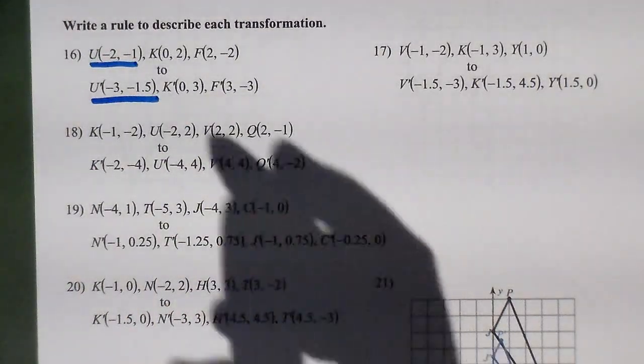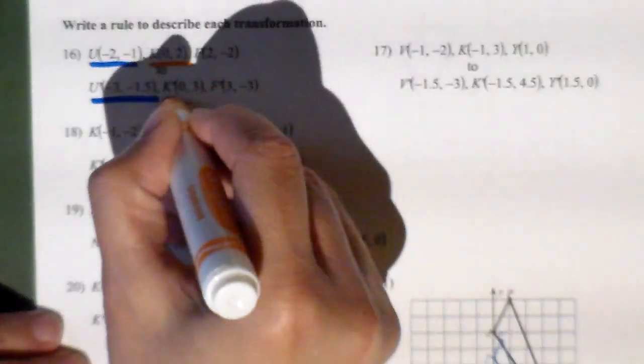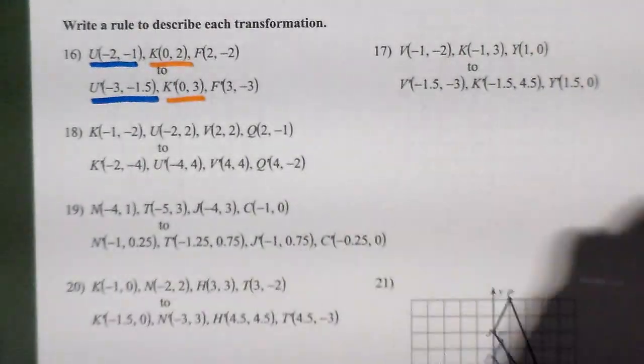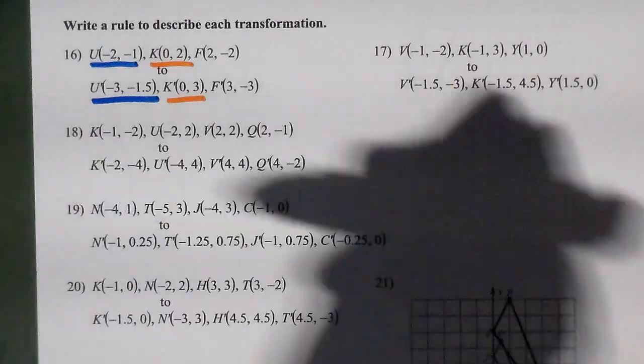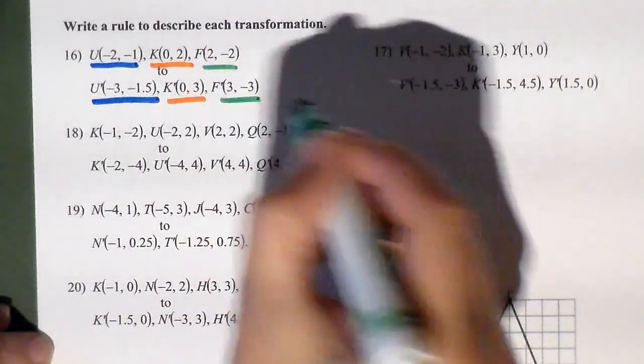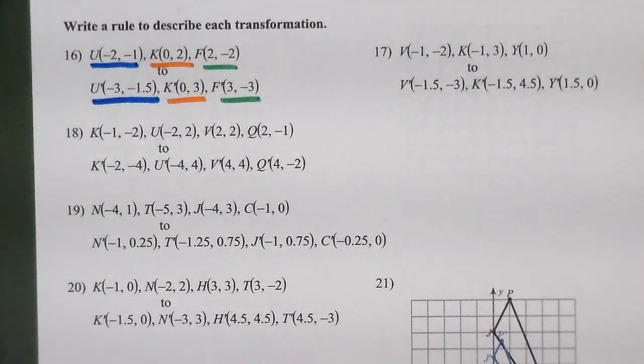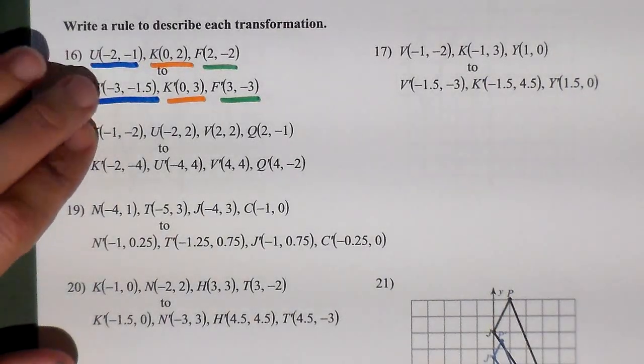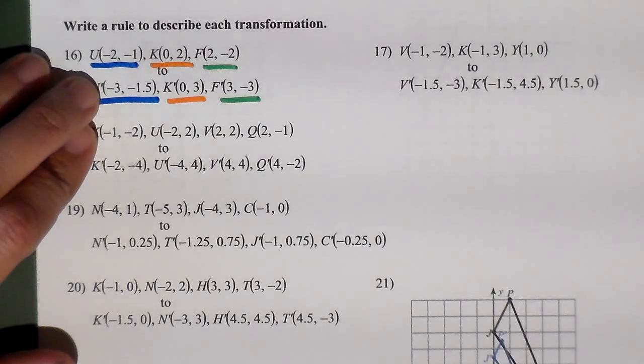Now we're doing dilations. I went from this K to this K, and I went from this F to this F. So the question is, what was my scale factor? Well, first of all, we have to look at this. Did these coordinates get bigger or smaller?